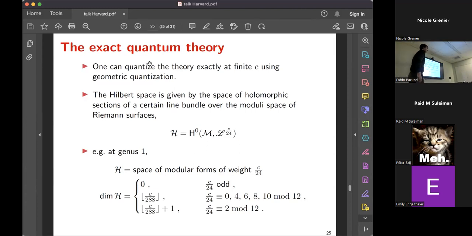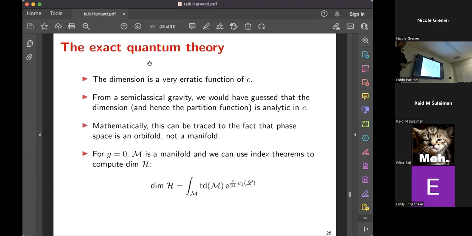And so mathematically, you can trace this kind of weird behavior to the fact that the phase space is actually an orbifold and not a manifold. If you would quantize on a manifold, you usually don't get this kind of strange behaviors. On a manifold, for example, if you just consider genus 0, then the phase space is actually a manifold. And when you have a manifold, then there are these index theorems that compute the number of sections on these line bundles. So there are some characteristic classes here that you don't need to know about.